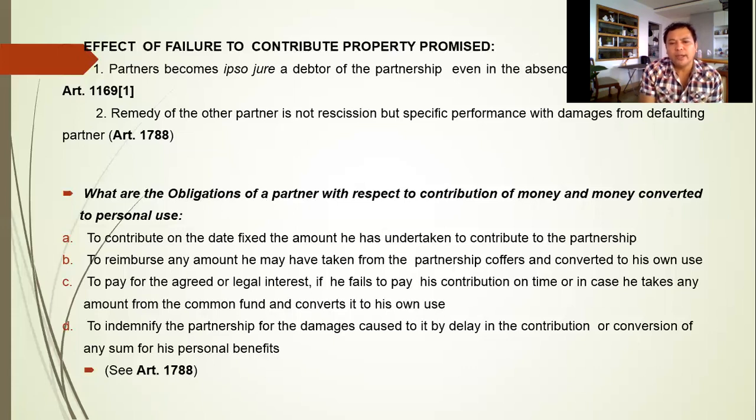Letter C, to pay for the agreed or legal interest if he fails to pay his contribution on time, or in case he takes any amount from the common fund and converts it to his own use. So if ever the 2 items stated in letter A and B will happen, he will have to pay the legal interest. The legal interest now is 12% per annum or 1% per month. So he will have to pay that. So interest is a kind of fruit, which is civil fruit.